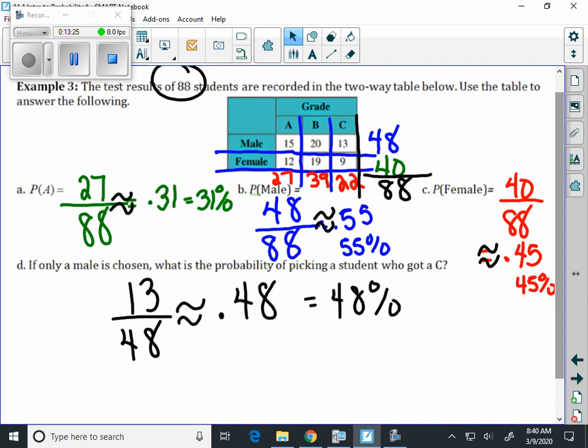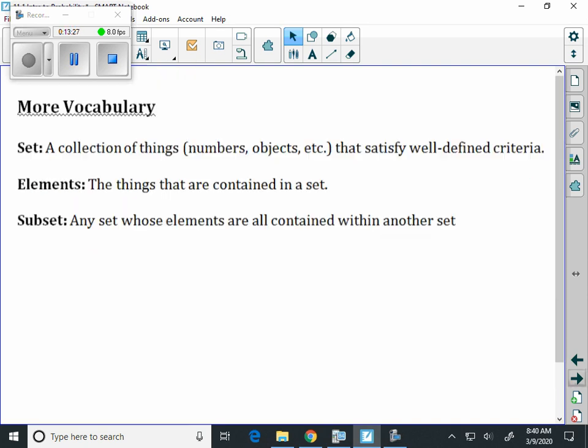A little bit more vocab. Set: a collection of things, numbers, objects that satisfy a well-defined criteria. Elements are the things that are contained in the set. And then a subset: any set whose elements are all contained within another set. And the vocab is good here, but I think that it shows up better in an example than it does by me talking a little bit about a bunch of words.